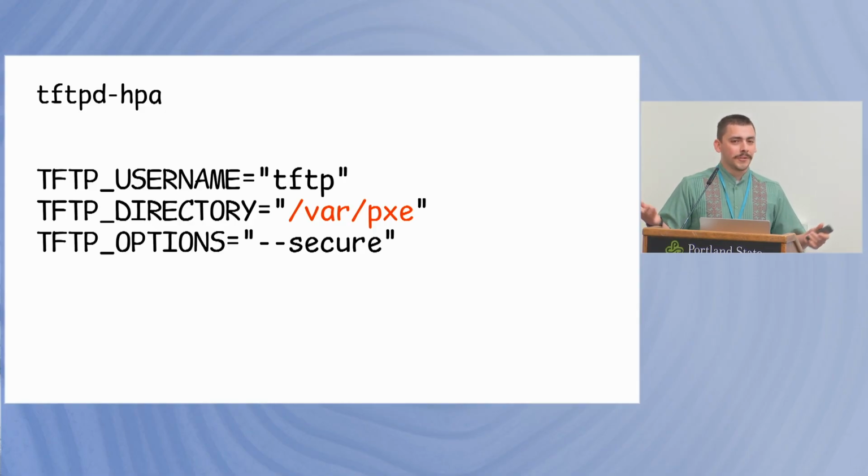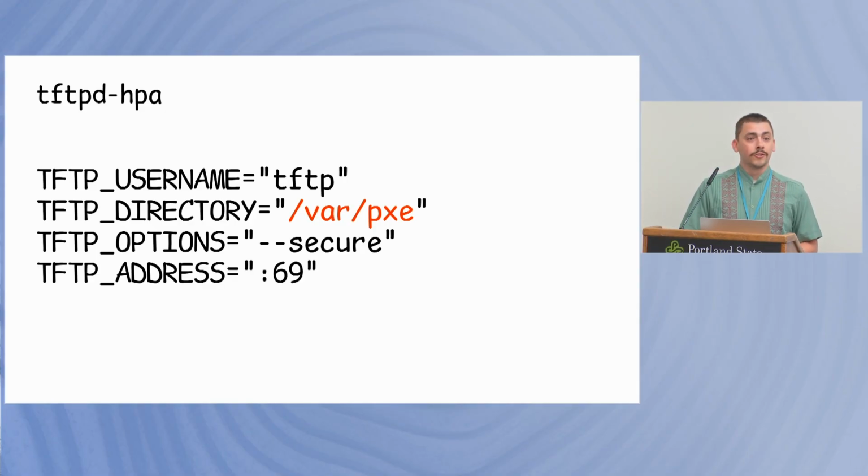It's the default option, so we leave it. And the 4th line in the config is just the address to listen on. Now, this address here, since no interface or IP address is specified, will listen on all interfaces on port number 69.